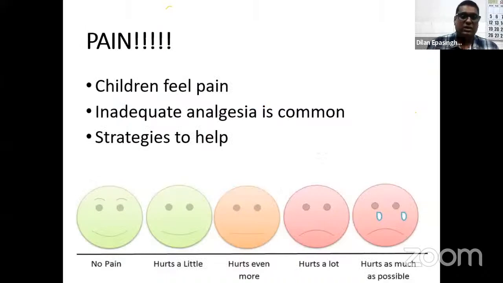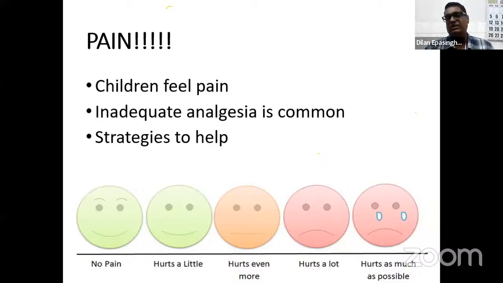Don't ever forget pain. Children feel pain. Inadequate analgesia is very common in pediatric situations because you think the patient can go into respiratory depression, but you have to give pain relief. That is a very important thing. The strategy is to help, and you can get good cooperation from the child as well to give good pain relief. So don't ever forget pain management. They have different pain scores here, so you can see the face chart.